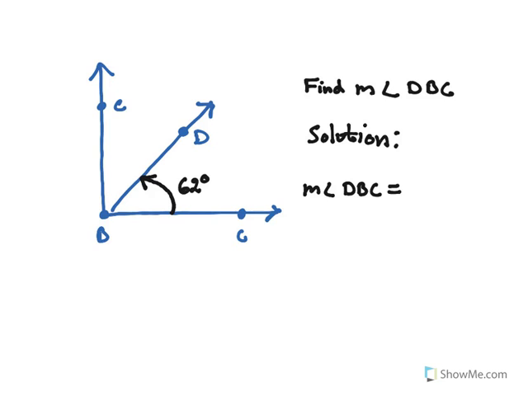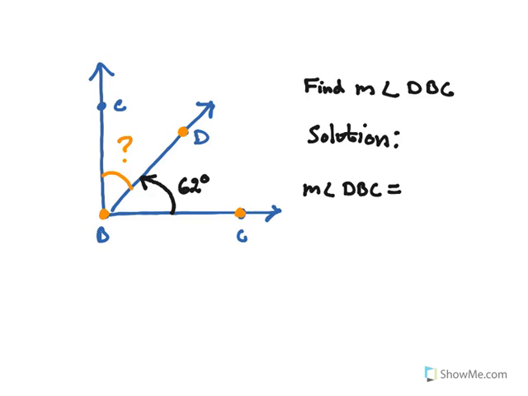DBC. Notice the order. D, B, C, because that's what's given. D is first, B is second, C is last. So we need to go in that order, and that's how they're naming the angle. You can also name it as CBD, but in this case we're labeling it DBC. And we want to find that angle. Well, if this angle is 62, then we want to know what this second angle is.